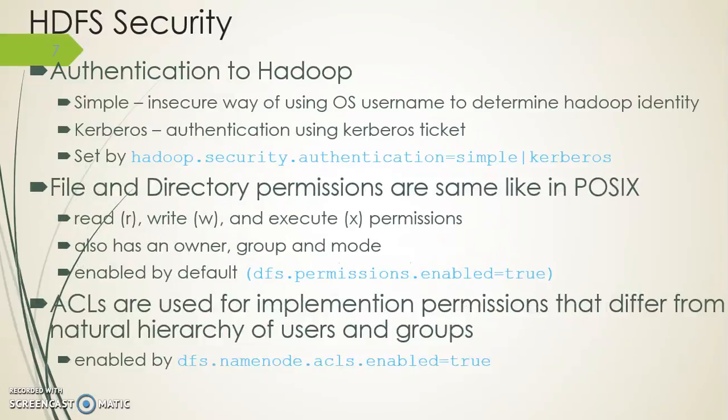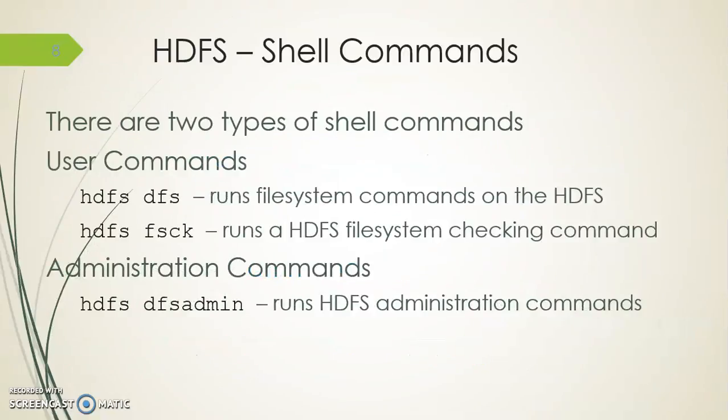To talk about HDFS security, authentication to Hadoop can be done in 3 ways. It is simple, Kerberos, and token. In simple, an insecure way of using an OS username is used, while in Kerberos, authentication using a Kerberos ticket is done. File and directory permissions are the same as in POSIX. ACLs are used to implement permissions that differ from the natural hierarchy of users and groups.